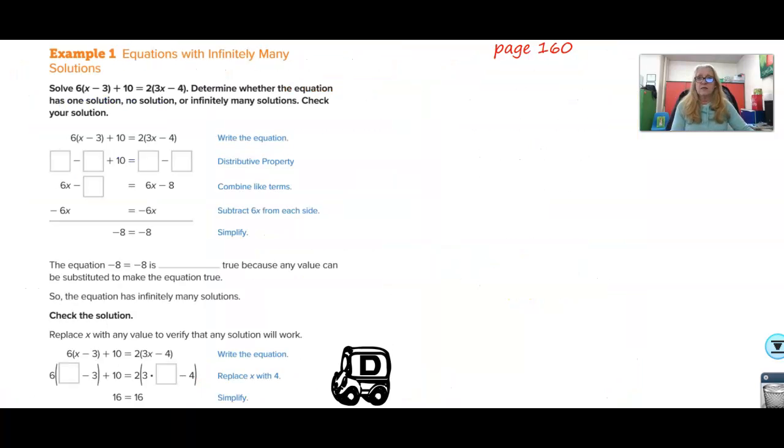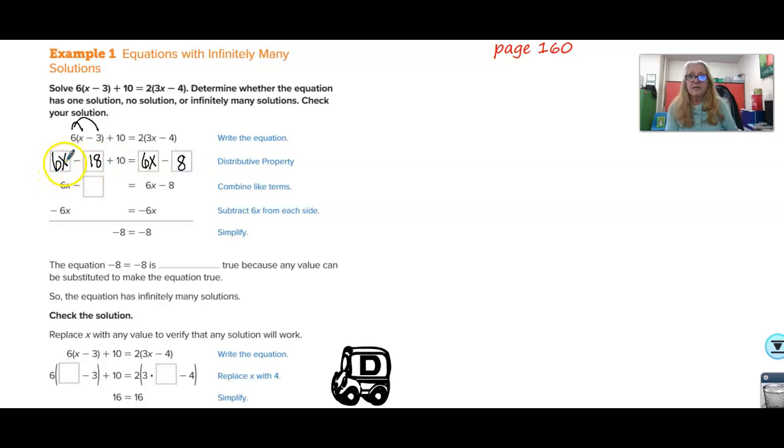Okay, so right off the bat, they're giving you equations like you had in the last section and asking you to simplify them first to find out how many solutions it has. Okay, so here we have 6 times x minus 3. Our first goal then is to get rid of the parentheses by distributing this 6 to both of these, which gives us 6x, and 6 times negative 3 is negative 18. Bring down the plus 10. On this side, 2 times 3x is 6x, and 2 times negative 4 is negative 8.